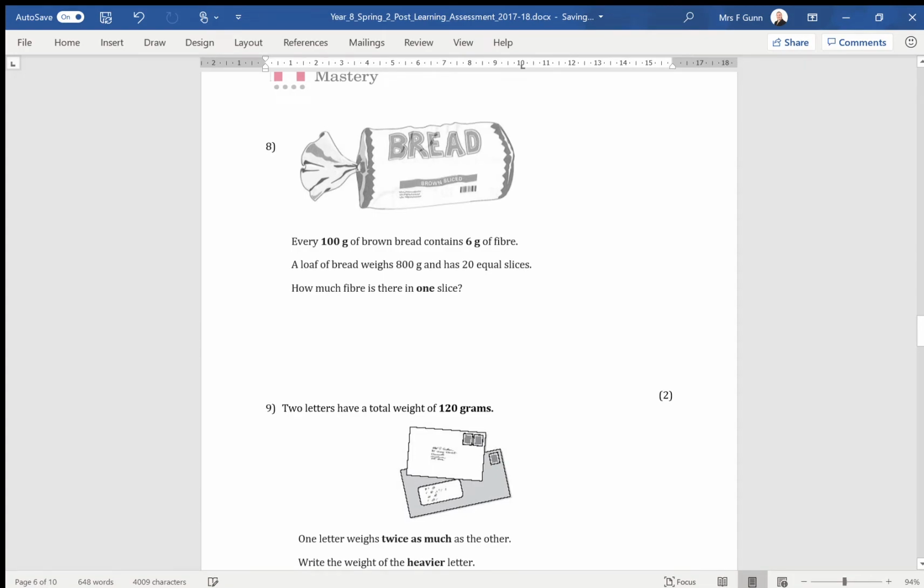Right, bread. Every 100 grams of the bread contains 6 grams of fibre. A loaf of bread weighs 800 grams and has 20 equal slices. How much fibre is there in one slice? So the whole thing, the loaf has got 6 times 8. So 100 grams was 6, so 800 grams is 6 times 8, which is 48. I want 20 equal slices, so 48 divided by 20 is 2.4 grams per slice.